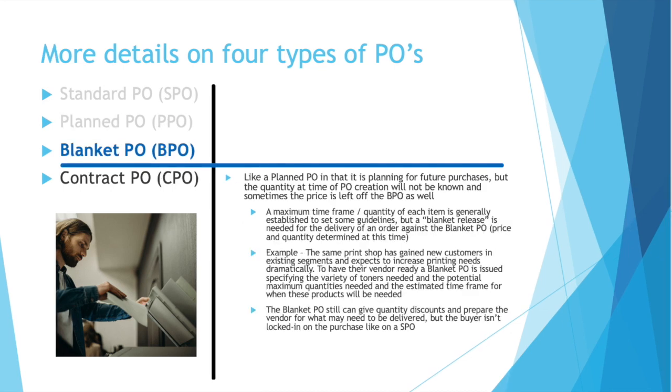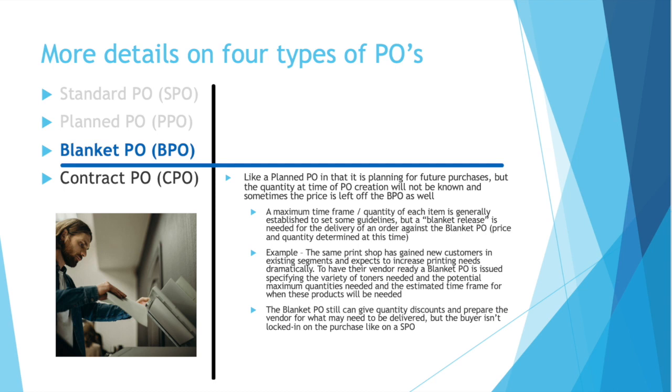Next up is the blanket PO, the BPO. Like a planned PO, in that it is planning for future purchases, but the quantity at the time of the PO creation will not be known, and sometimes the price is left off as well. So basically, a planned PO where you don't really know the quantity yet, and maybe you haven't agreed on the price. However, a maximum time frame and a maximum quantity for each item will be given on a BPO.